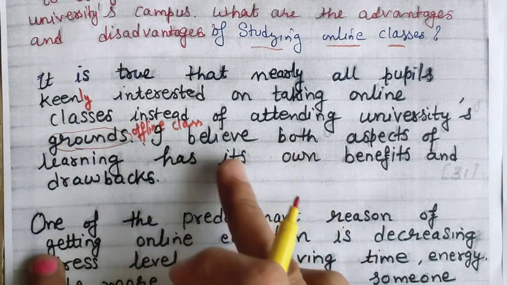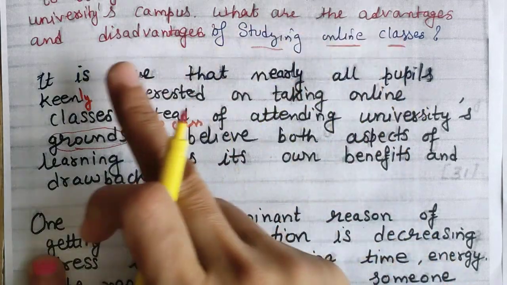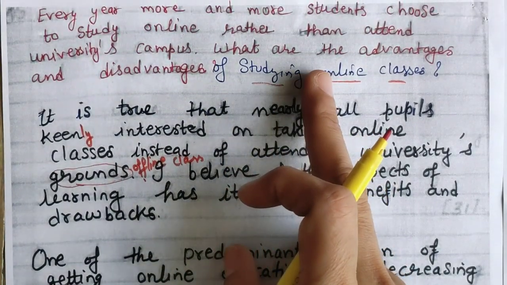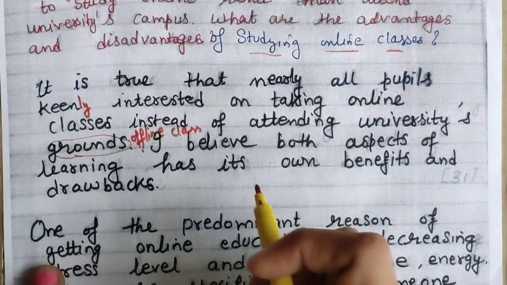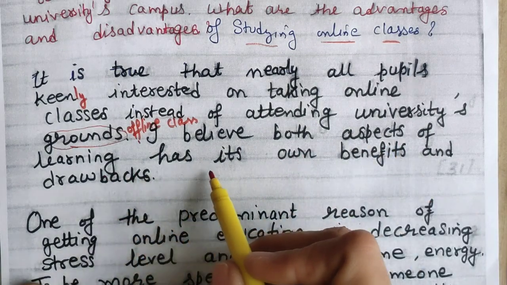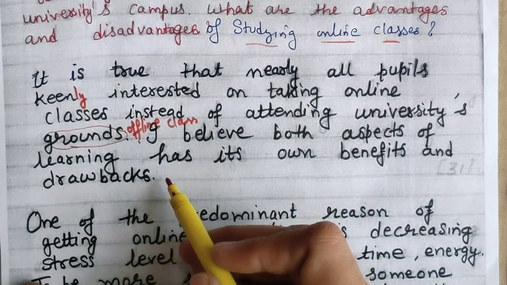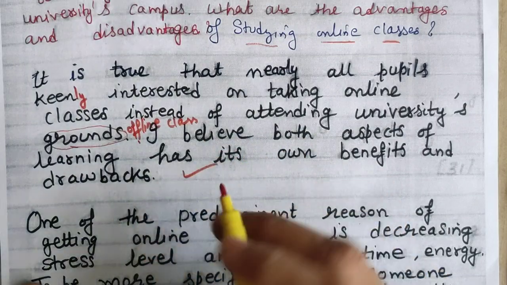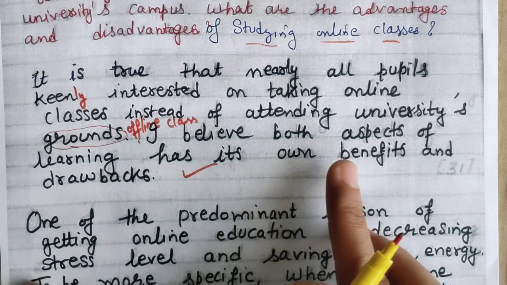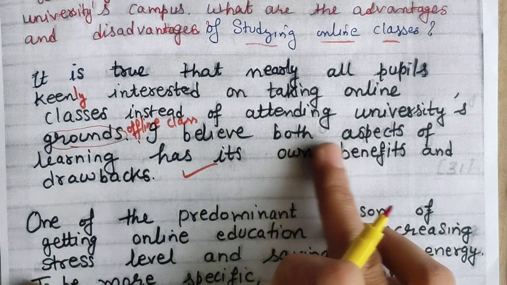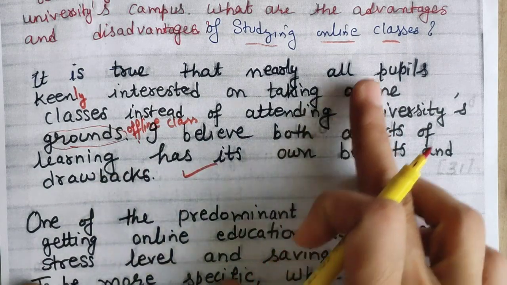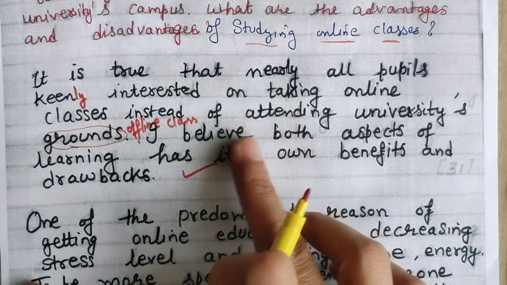Then I believe. Okay, what are the advantages and disadvantages? The examiner has not asked you about your own opinion, although she had written "I believe", it doesn't matter. Okay, I believe both aspects of learning have their own benefits and drawbacks. Okay, the introduction is okay.